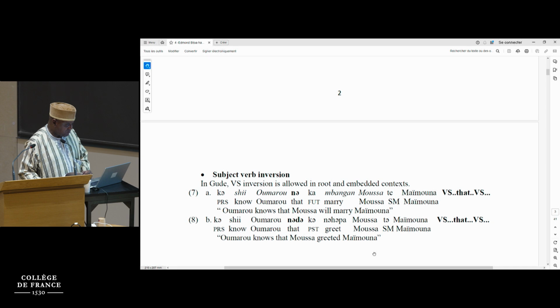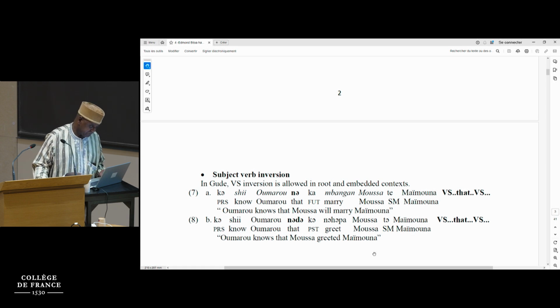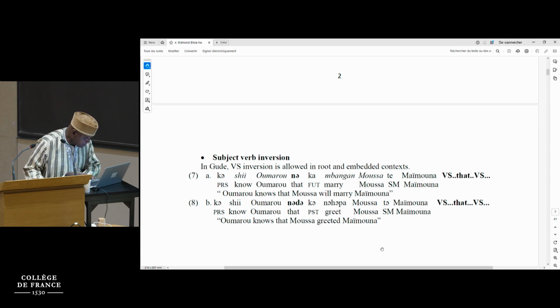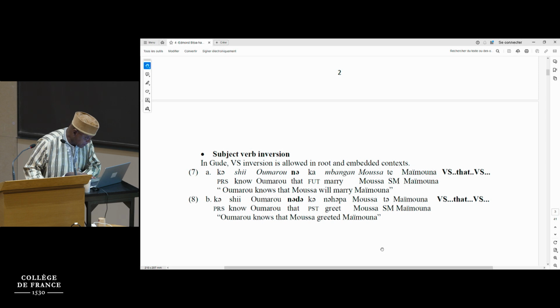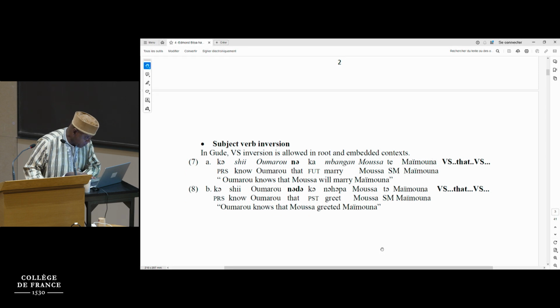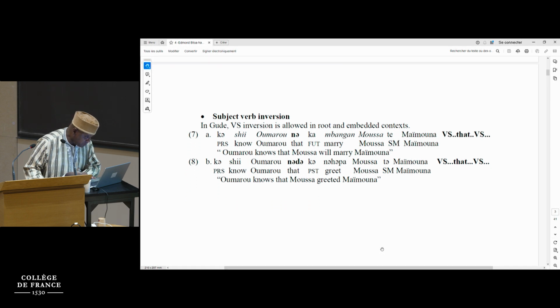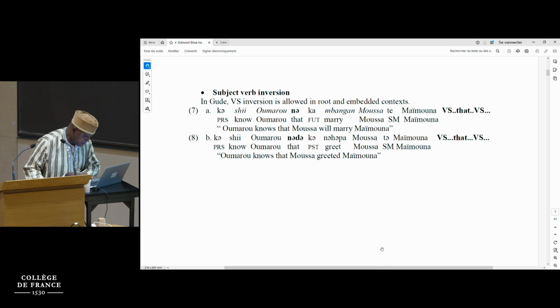Now let's talk about subject-verb inversion. In Gude, verb-subject inversion is allowed in root and embedded contexts. That is why you have the word order verb, subject, object. So you have in 7A, 8B, the present tense followed by the verb occur before the grammatical subject.